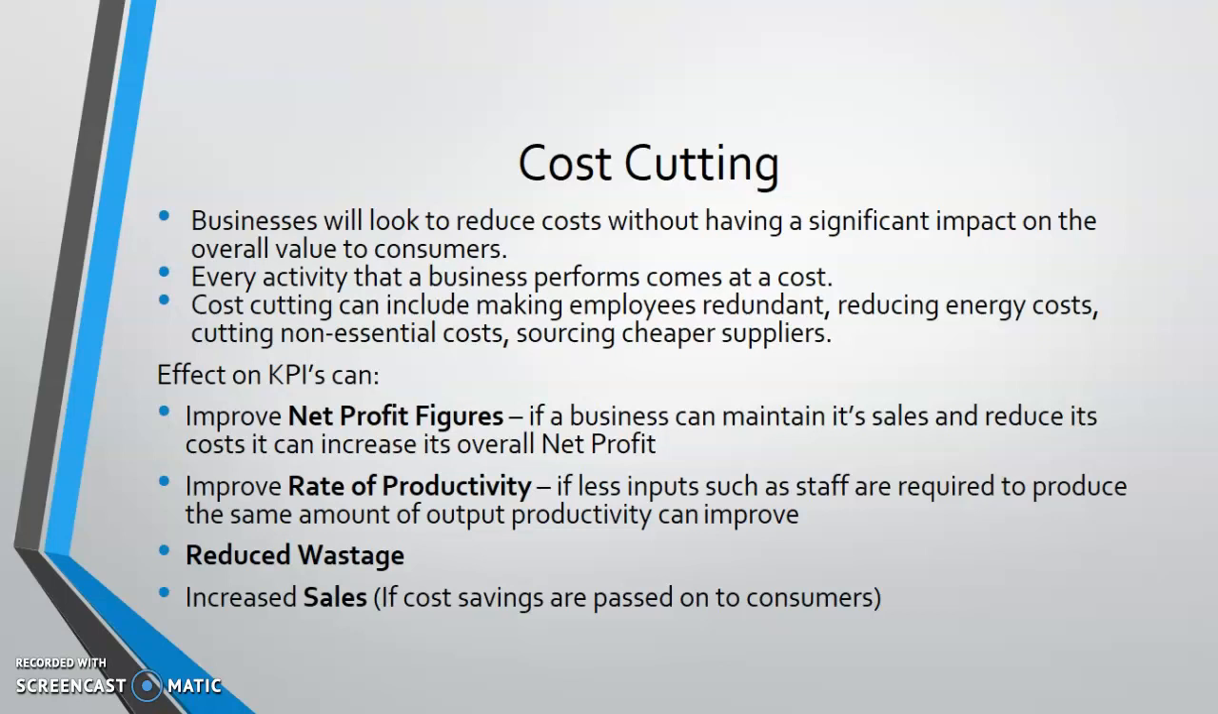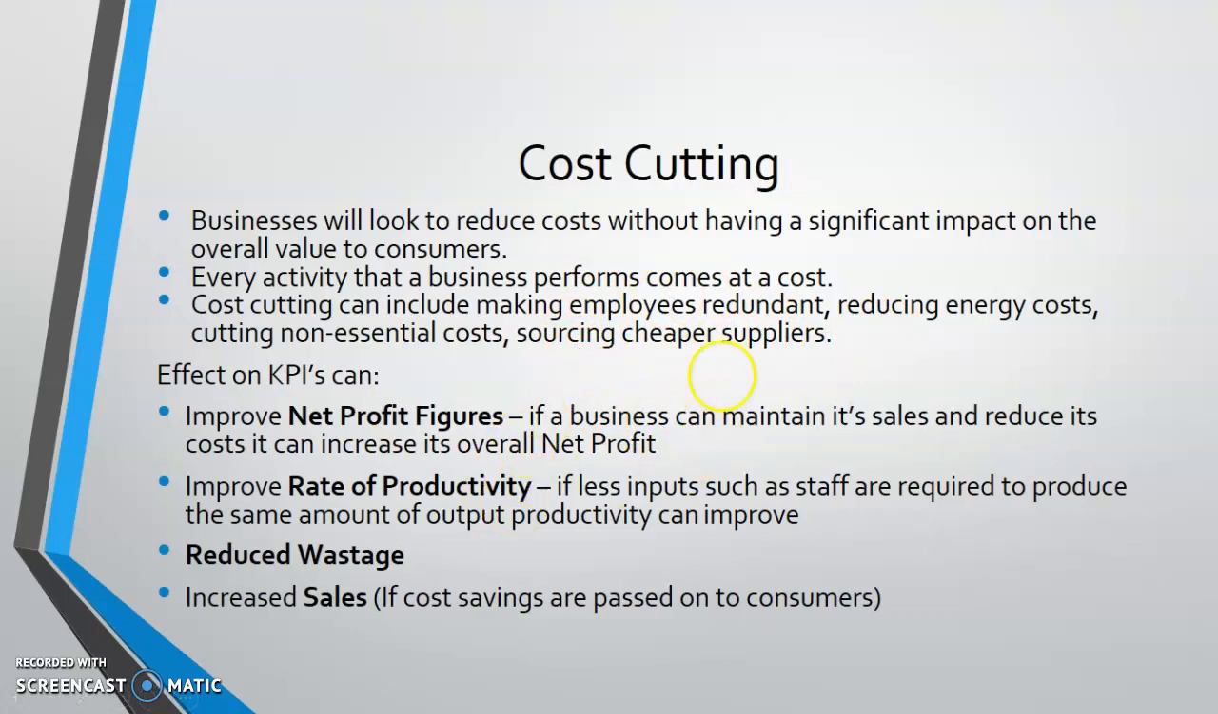Okay, now cost cutting, there's some example. For example, redundancy, reducing energy costs, cutting non-essential costs, sourcing cheaper suppliers. All right, so these are some of the ways how businesses can reduce the costs.